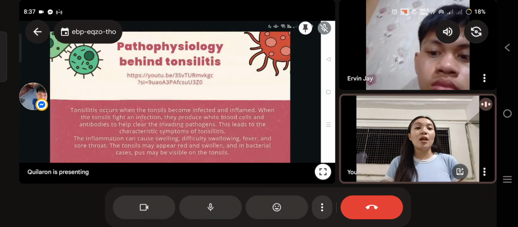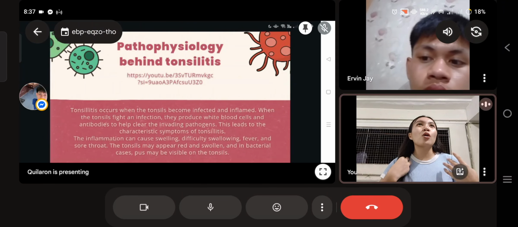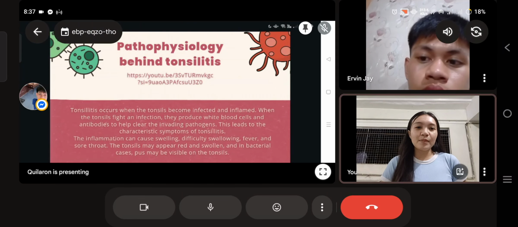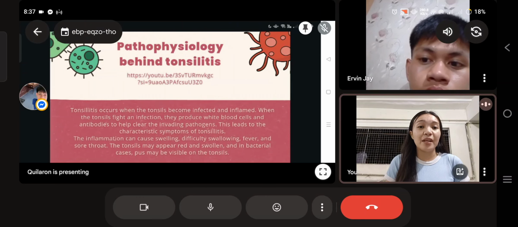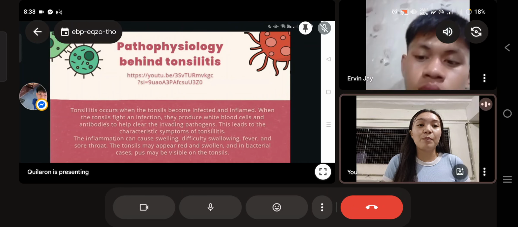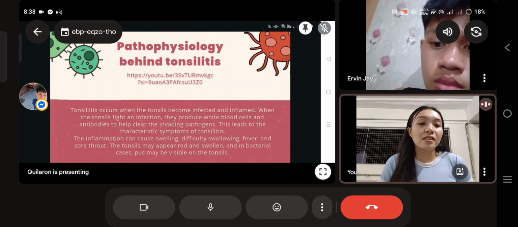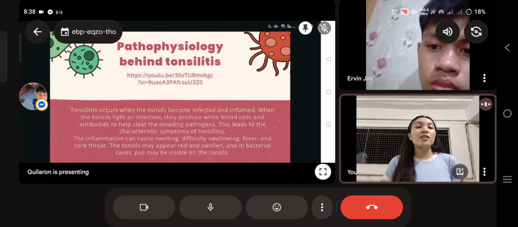Okay, let's proceed with the pathophysiology behind tonsillitis. How does tonsillitis occur? Tonsillitis occurs when the tonsils become infected and inflamed. When the tonsils fight an infection, they produce white blood cells and antibodies to help clear the invading pathogens. This leads to the characteristic symptoms of tonsillitis.